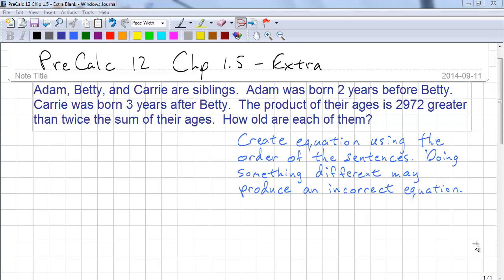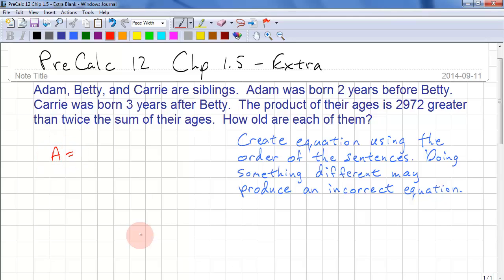With this problem, there is no formula. You have to create your own formula. You create an equation using the order of the sentences, and if you try to do something different, you may produce an error in your equation. Let's start with the second sentence. Adam was born 2 years before Betty.